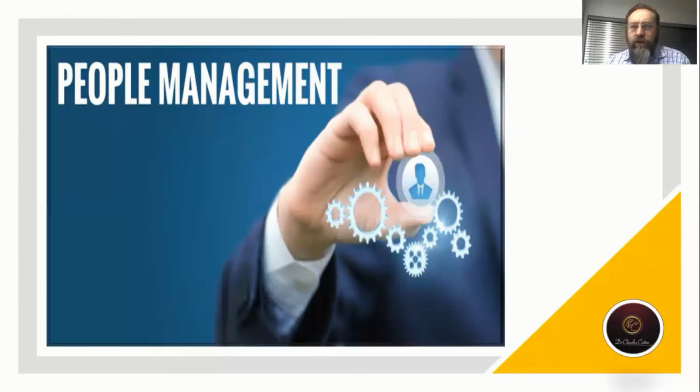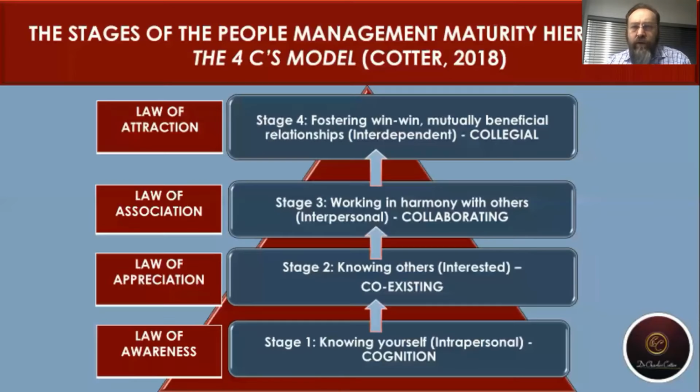I'd like to conclude this module, Module 5, by looking at people management, in particular people management strategies. So there are 2 models that I'd like us to look at. The first model is the model that I developed in 2018. It's the people management maturity hierarchy. It starts at the base, and this is stage 1. I often refer to this as the 4 C's.